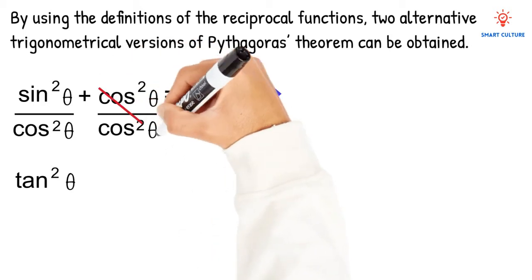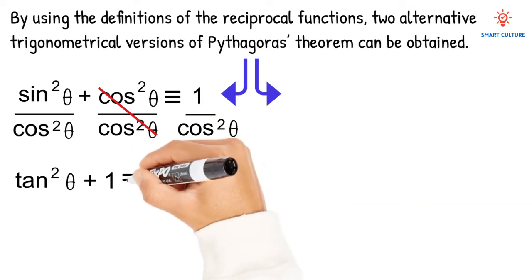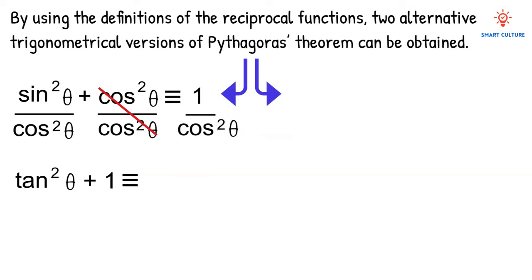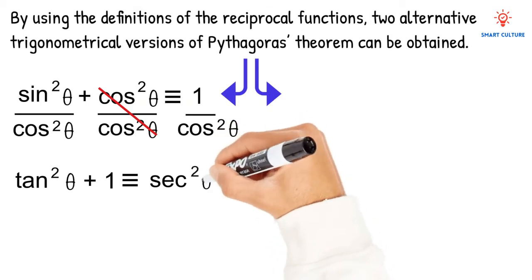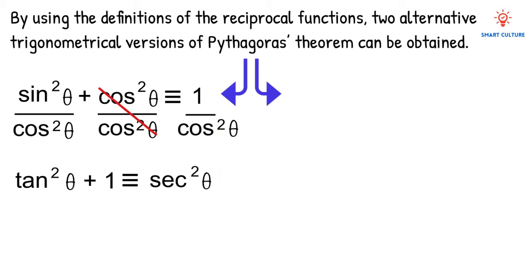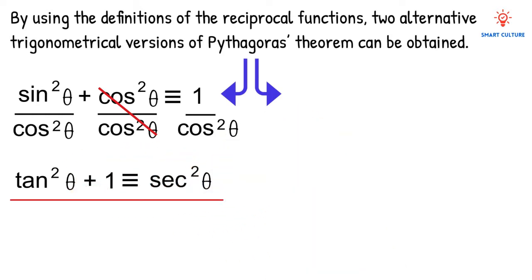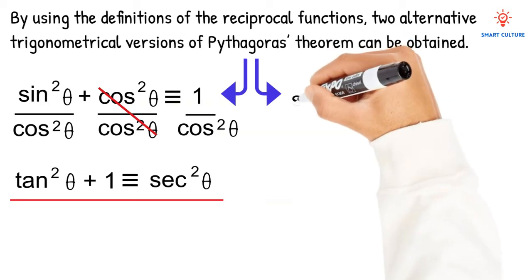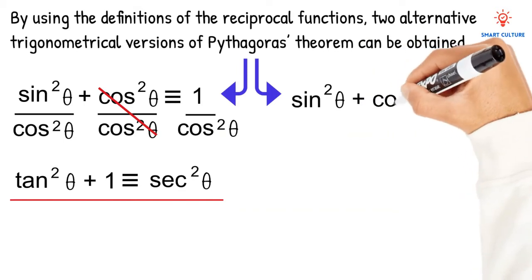Cosine of theta squared divided by cosine of theta squared will be equal to 1. They will cancel out. And here we have a reciprocal function. 1 over cosine of theta squared is equal to the secant of theta squared. So this is the first alternative version that we can use for Pythagoras' theorem. Let's take a look at the second theorem.